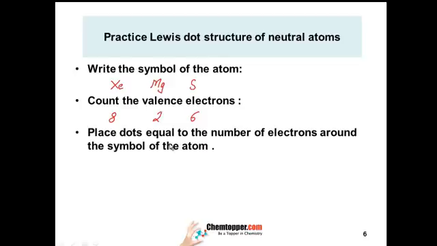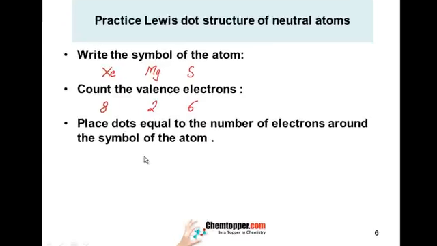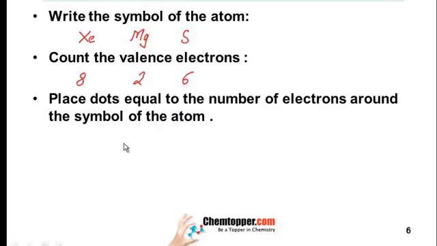Now we are going to place dots equal to the number of electrons around the symbol of the element. First, let's do for xenon with 8 electrons. We are going to place first a pair which is present in the s orbital. Then you are going to place 1 single electron on the 3 sides of the xenon symbol. And then to place the remaining electrons, we have to pair them.